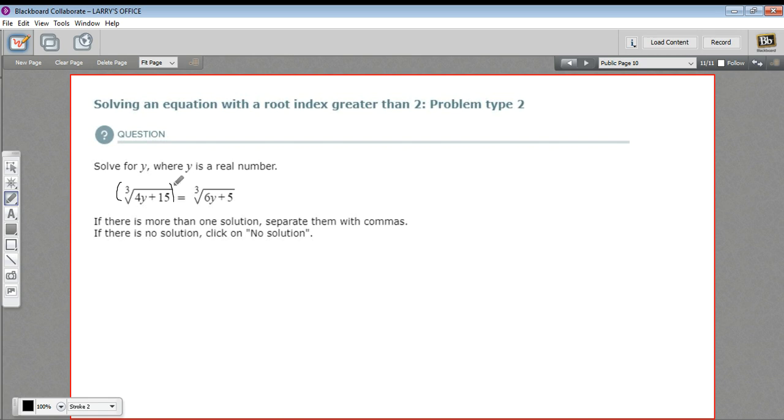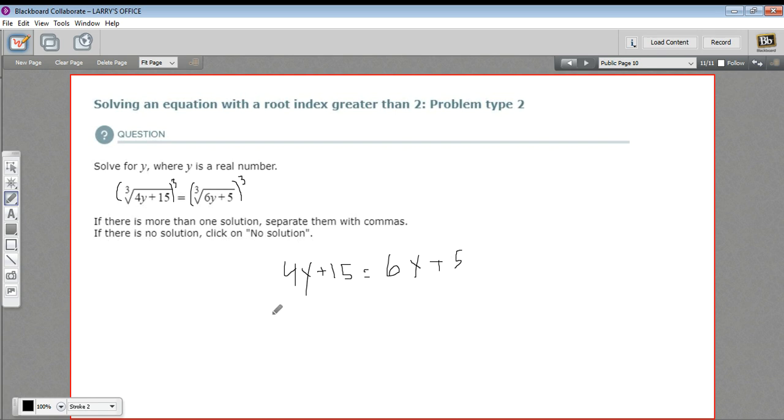So I can cube here. As long as I do the same thing over here, it should be okay. Although having said that, whenever you raise both sides of an equation to a power, it's possible to get some answers that don't really work with the original equation. So if we get an answer here, we'll need to plug it back in and double check that it actually works. But for now, the cubing will undo the cube root. So we'll have 4y plus 15 on one side, and we'll have 6y plus 5 on the other.